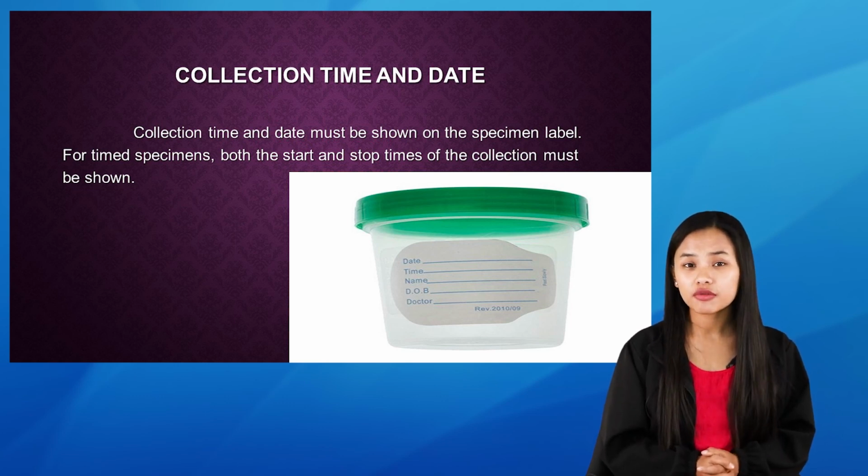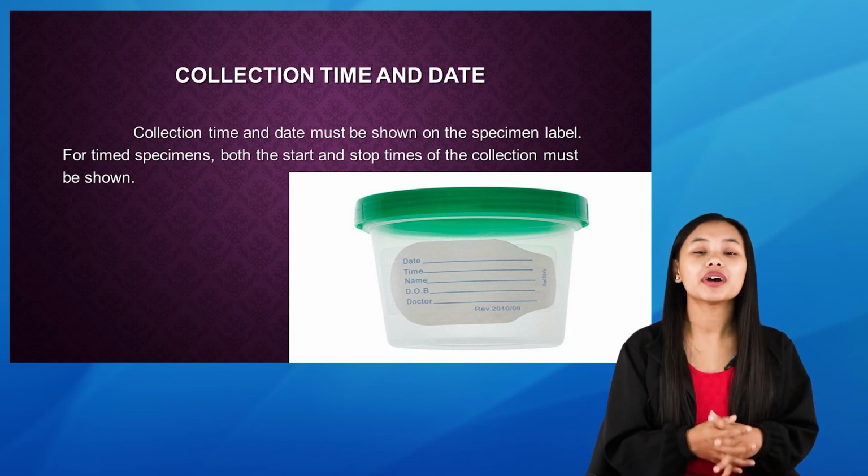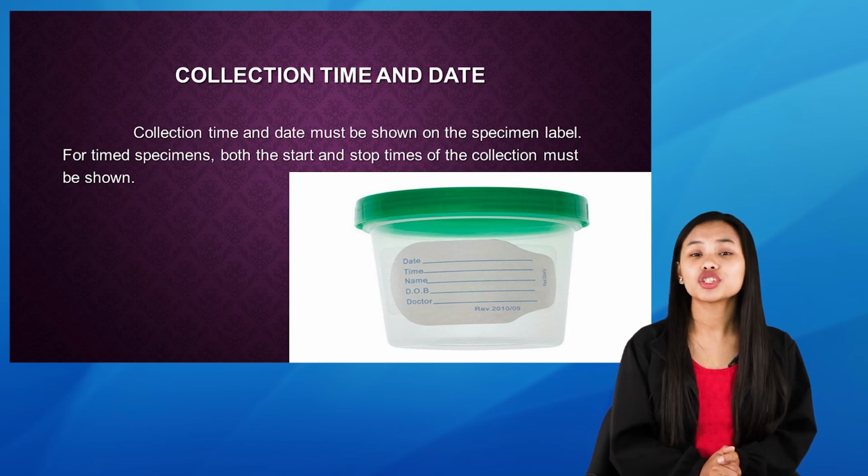So it is also very important that not just the name, but the date and the time of collection must also be labeled. And if it is for a timed specimen, which is a 24-hour urine specimen, then you must also make sure that you clearly note down the start and the stop time of the collection. The time at which this specimen was received in the laboratory must also be documented for the verification of proper handling and transporting the specimen after it has been collected.